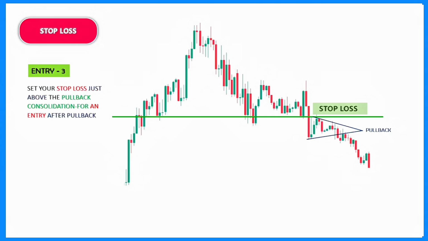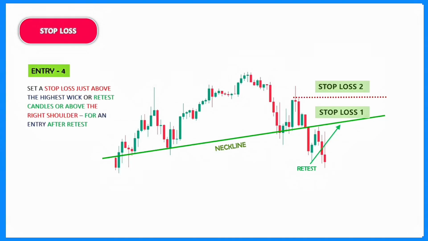Let's say you missed both those entries and entered after a primary pullback. In that case, place your stop loss above the highest candle in the pullback group, or simply above the neckline if the pullback forms very close to it. And lastly, if your entry came after a retest, your stop loss can be placed above the highest wick of the retest candles. Or, if you prefer a more conservative approach, place it above the right shoulder of the pattern.